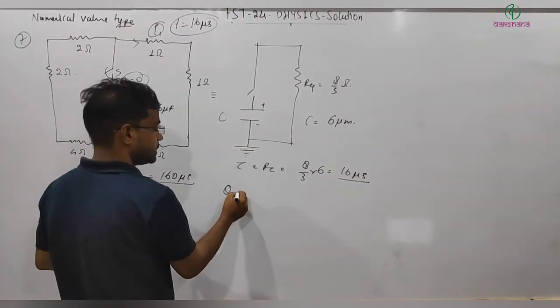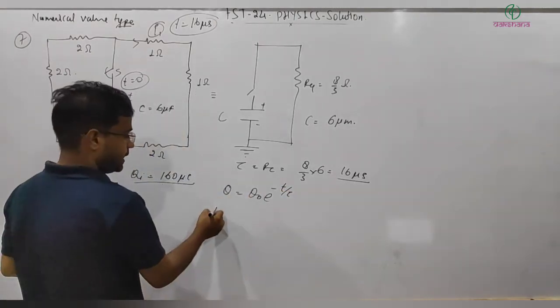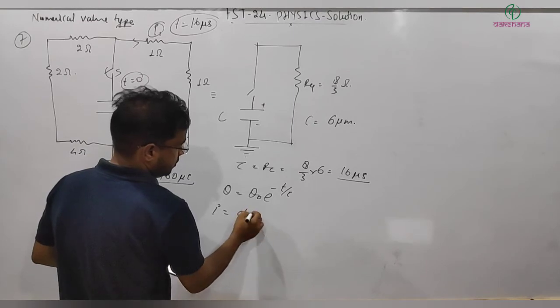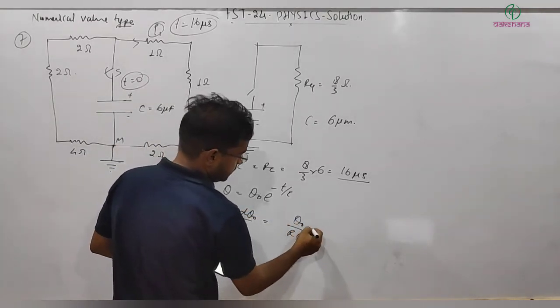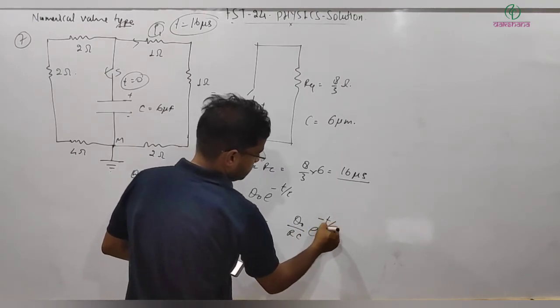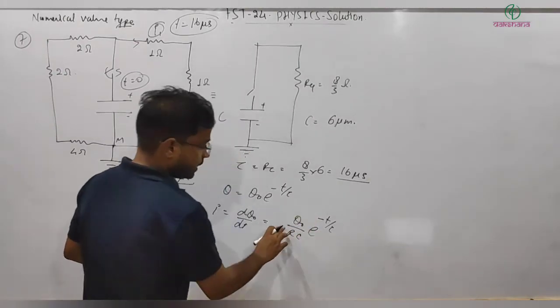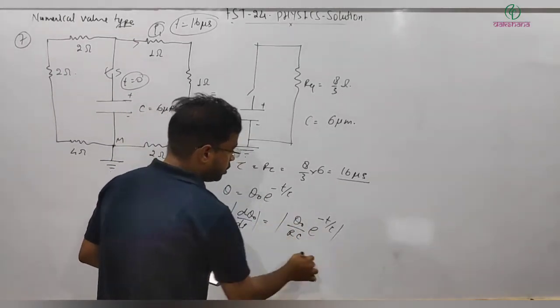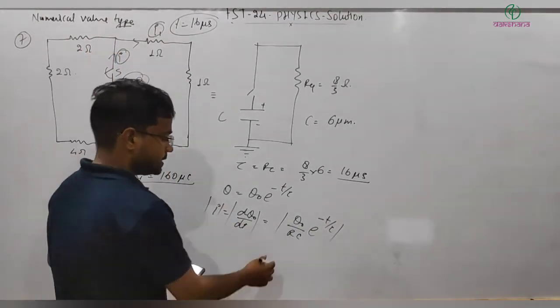Then Q can be written as Q naught into e raised to power minus t by tau, right? And I is equal to dq by dt, which is equal to Q naught by RC e raised to power minus t by tau. We just need to find the magnitude, so I am just writing the magnitude, without the minus sign. Total current flowing through this, I, total current. Is it just substituting the value?